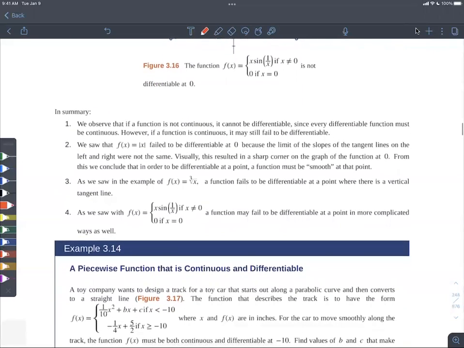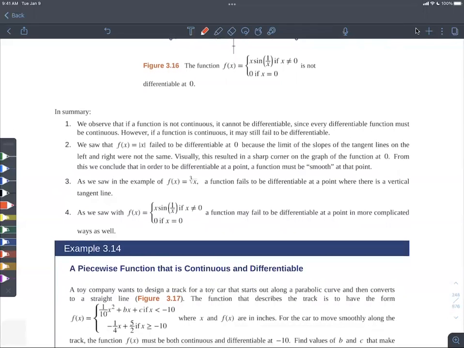So in summary, we observe that if a function is not continuous, it cannot be differentiable, since every differentiable function must be continuous. However, if a function is continuous, it may still fail to be differentiable, as we just saw in the few examples.